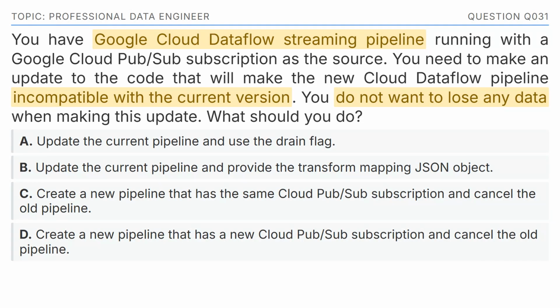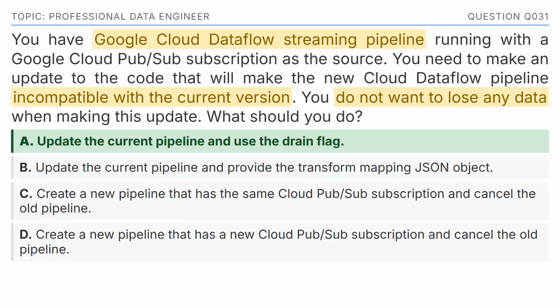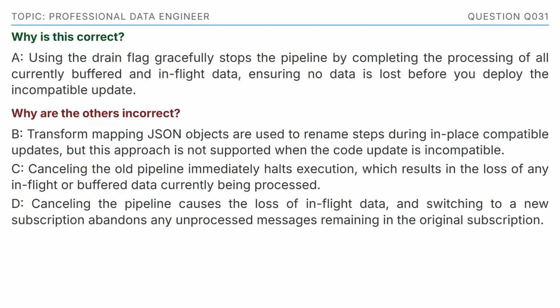To arrive at the correct answer, we focus on the keywords: Google Cloud Dataflow Streaming Pipeline, incompatible with the current version, do not want to lose any data. The correct answer is Option A, update the current pipeline and use the drain flag. Why is this correct? A. Using the drain flag gracefully stops the pipeline by completing the processing of all currently buffered and in-flight data, ensuring no data is lost before you deploy the incompatible update.